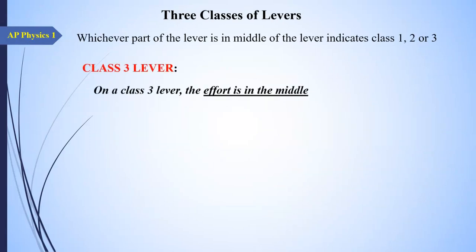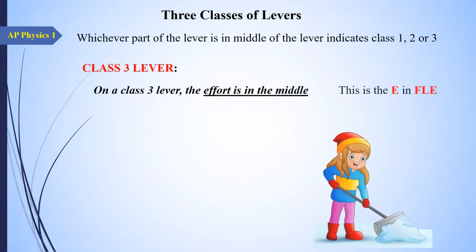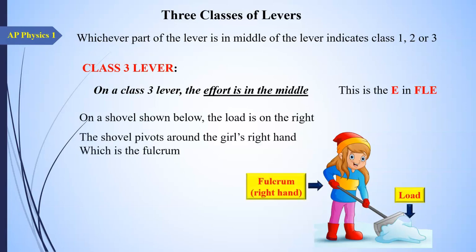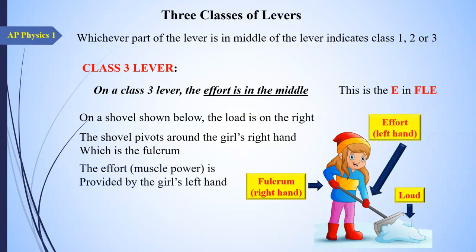Class 3 lever, the effort is in the middle. So that's the E in FLE. That's the last letter, so that's class 3. So in this case, the load is the snow that's being shoveled. The fulcrum is the girl's right hand. It's not going to move. She's going to move her left hand, but she's going to keep her right hand stationary. So that's the fulcrum. And then the effort, the work, is actually being done by her left hand. That's her muscle power she's using to lift the snow.